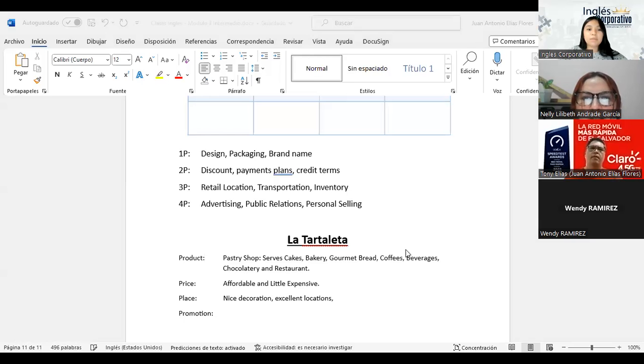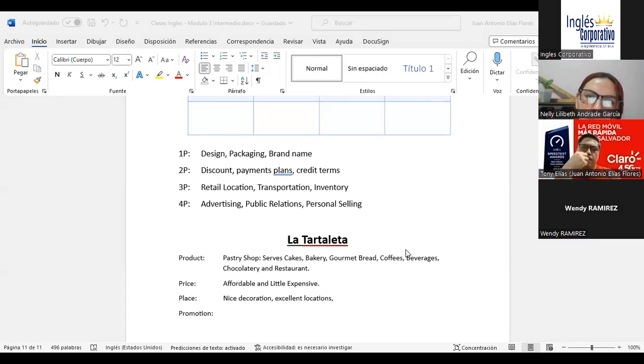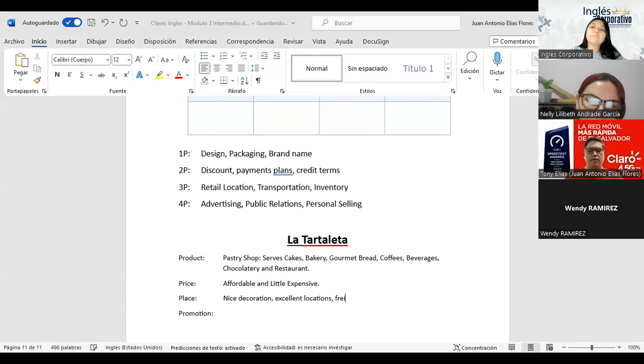Good environment. Sorry, I don't listen to this. Good environment, or ambiente agradable. Buen ambiente. Good environment, or a friendly atmosphere, or comfortable. ¿Cómo lo podemos poner? ¿Cuál es la forma de decirlo más? Maybe friendly environment. Friendly environment. Something else, ¿qué más?